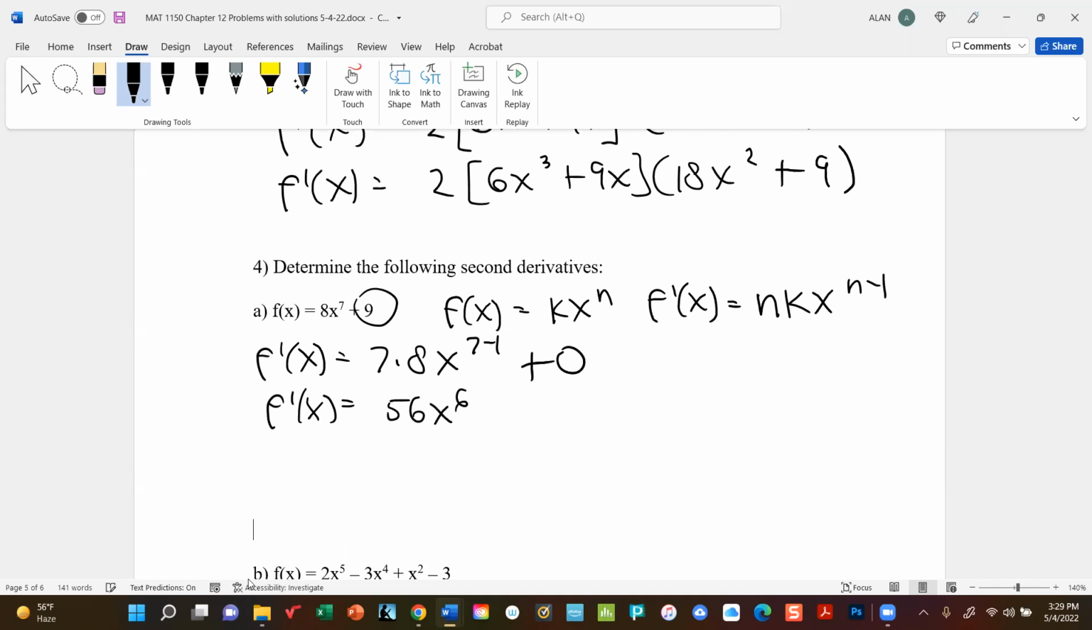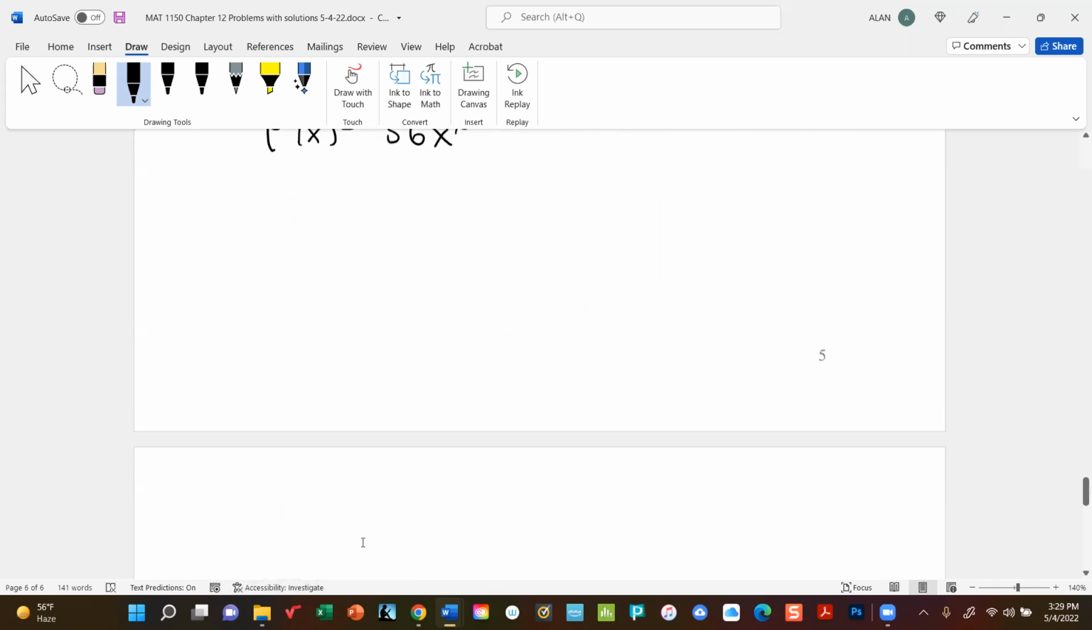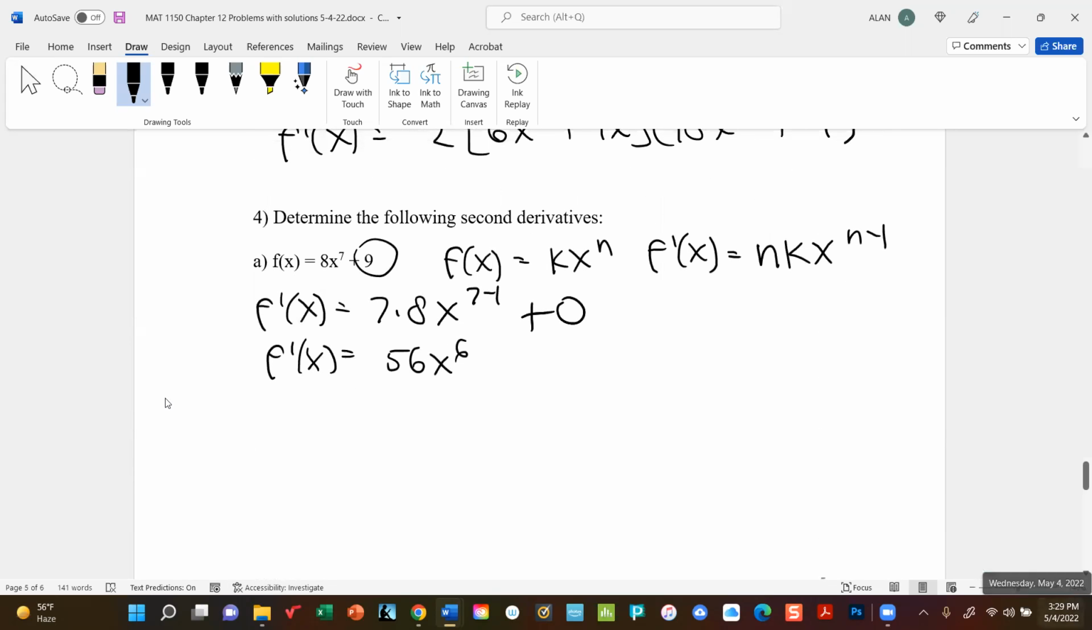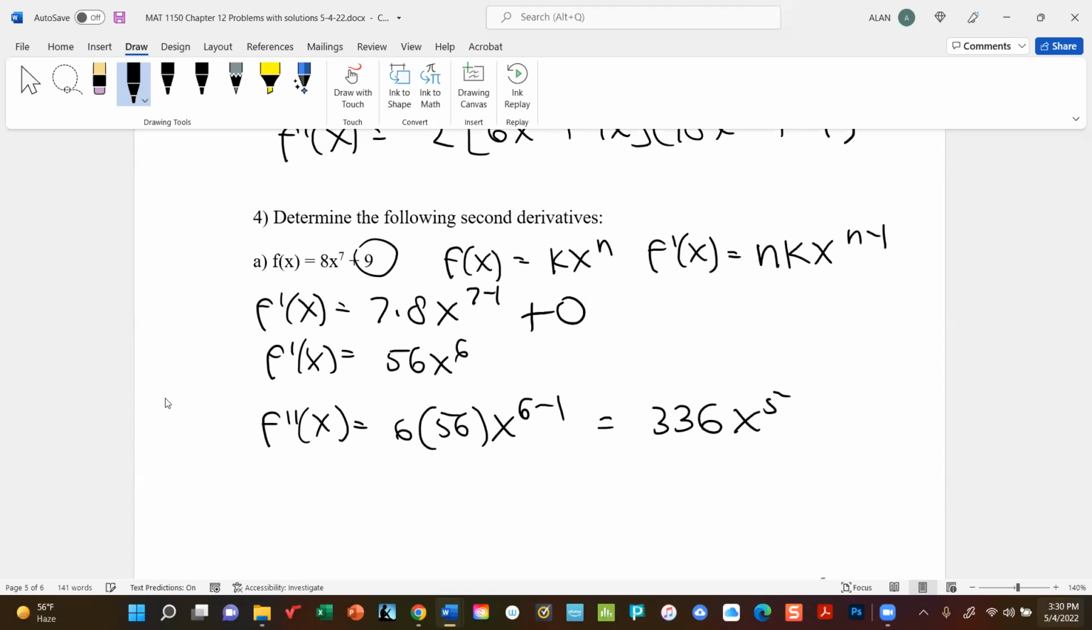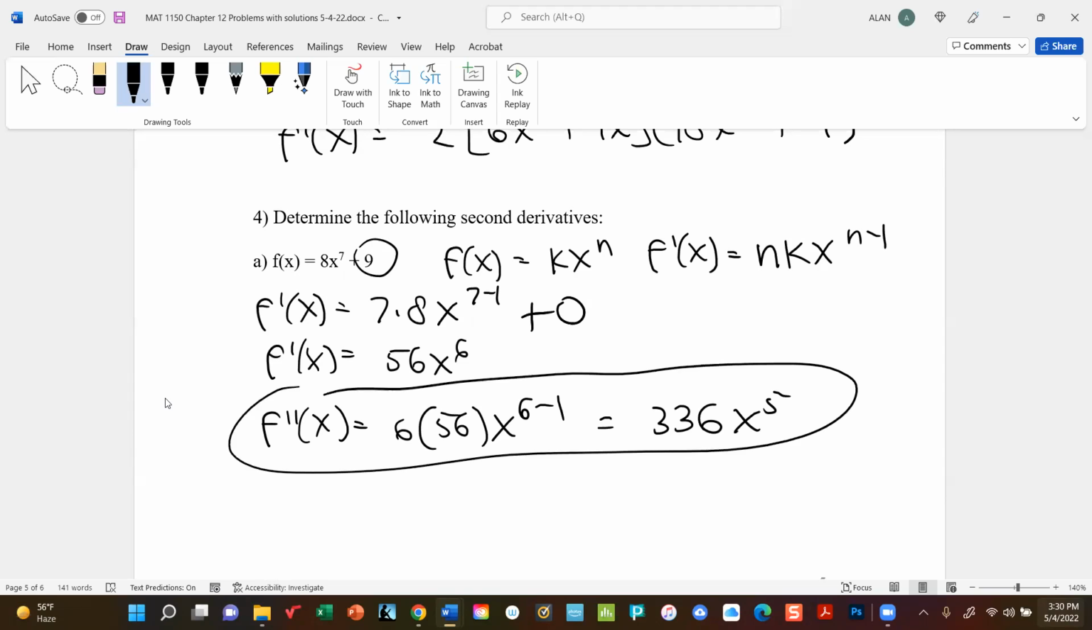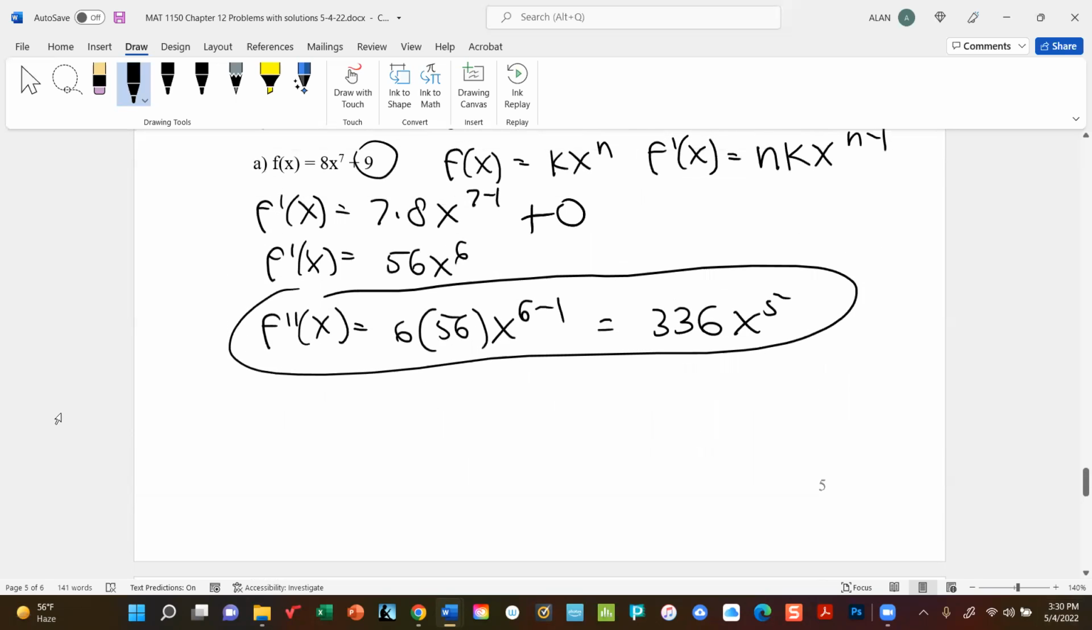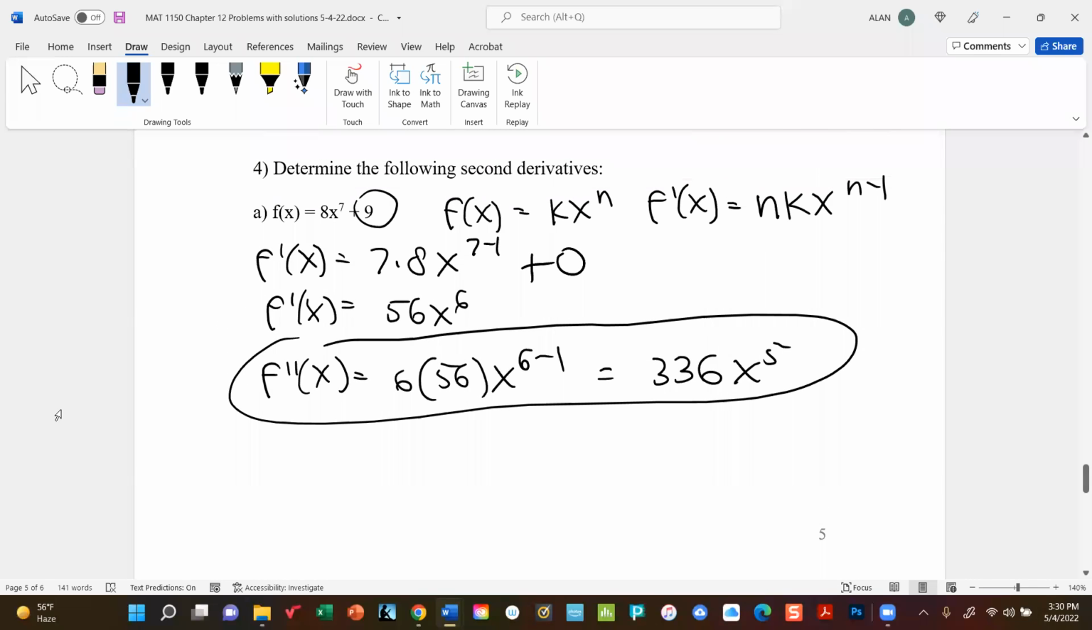Okay, now normally we'd be done, but now we need to do this again. The second derivative, which we write as f double prime of x, we're reapplying the rule. So we'll have 6 times 56, x to the 6 minus 1, 336 x to the 5th, and that's it, you're done. All right, now let's try B. So again, just remember the second derivative is just you apply the rules twice. That's really all there is to it.